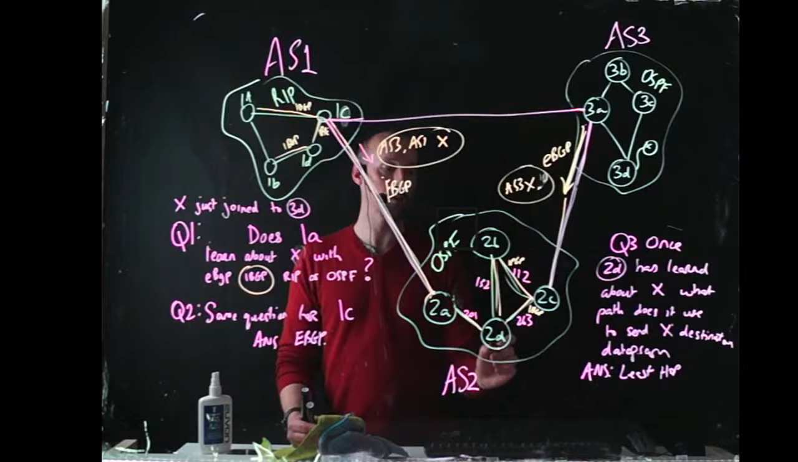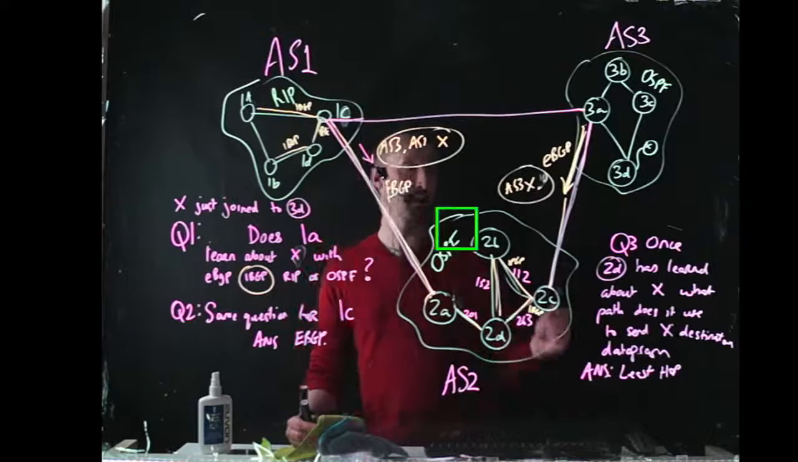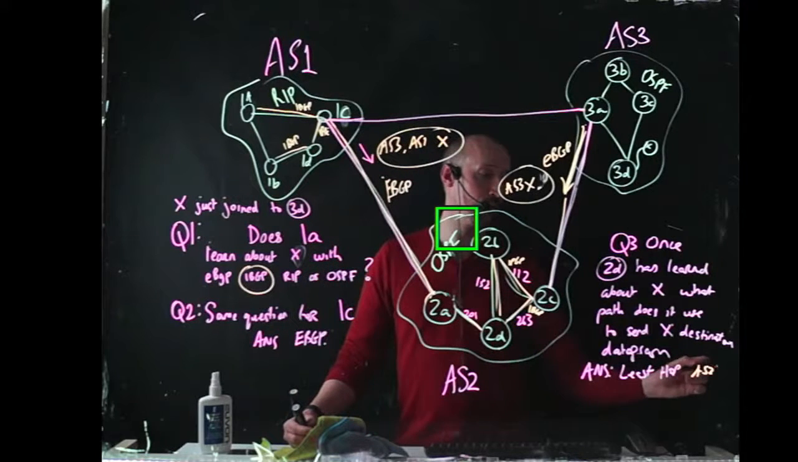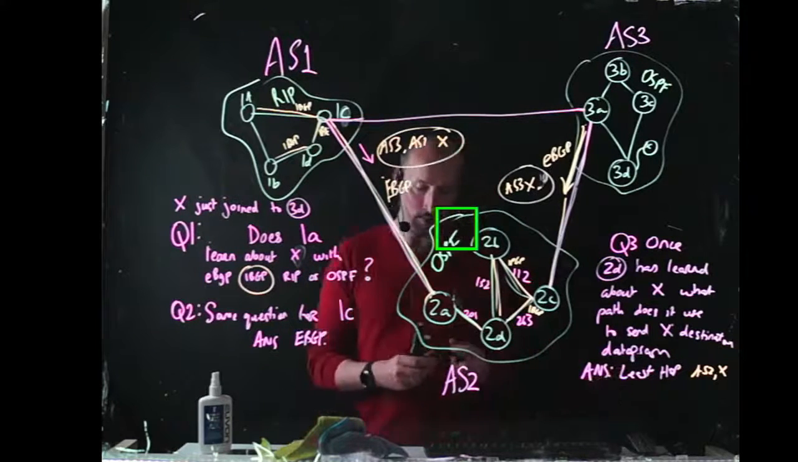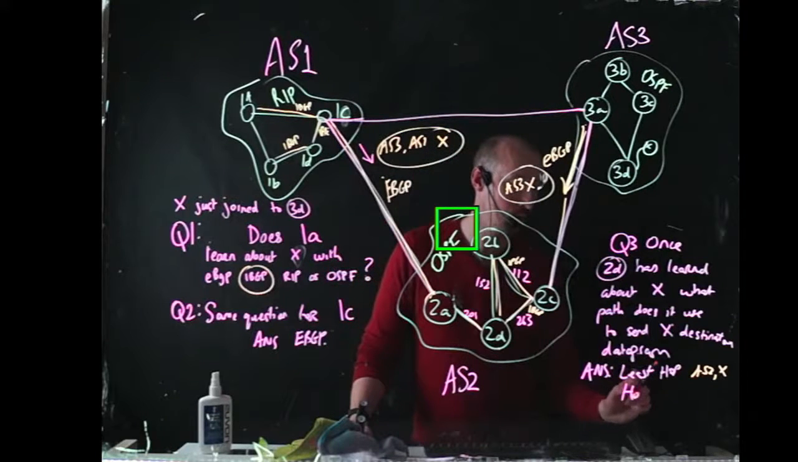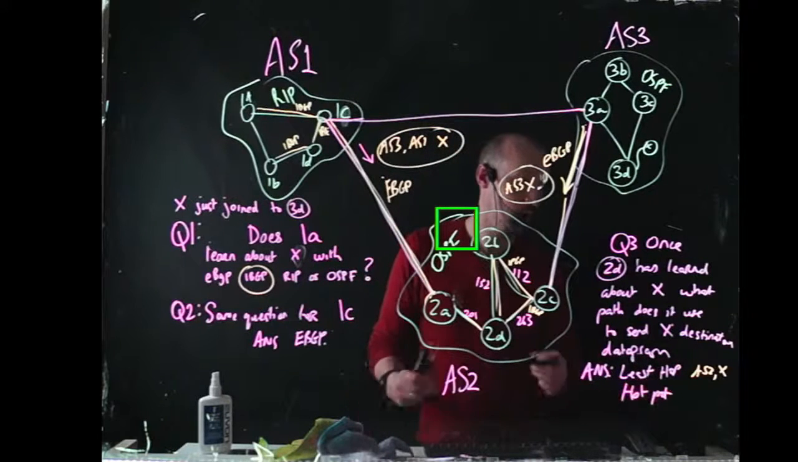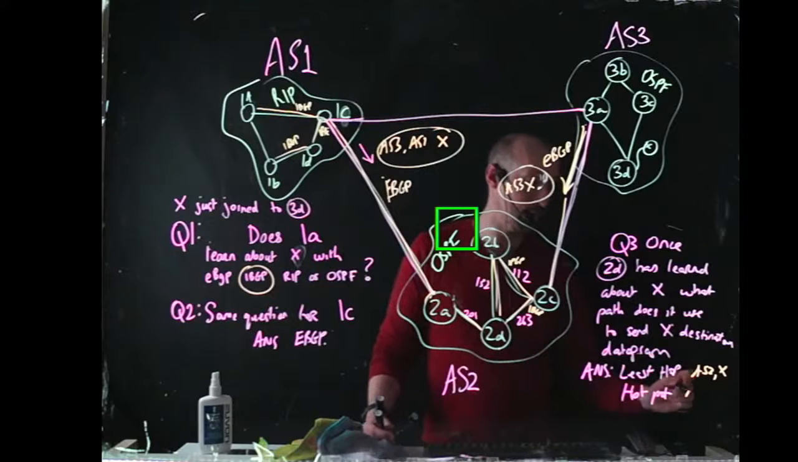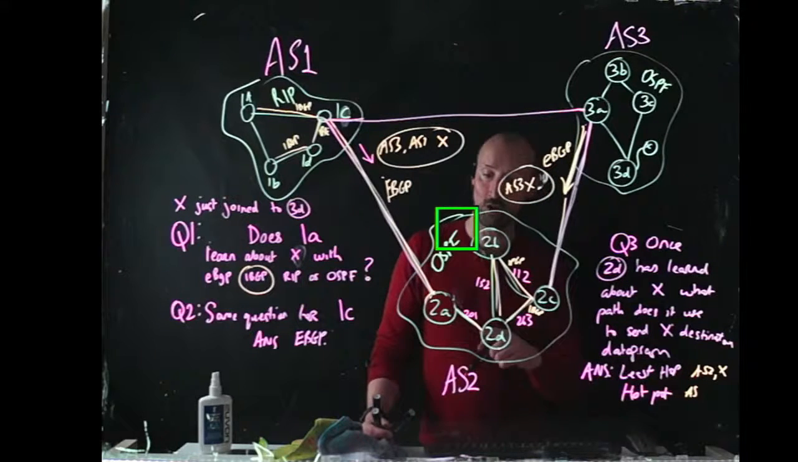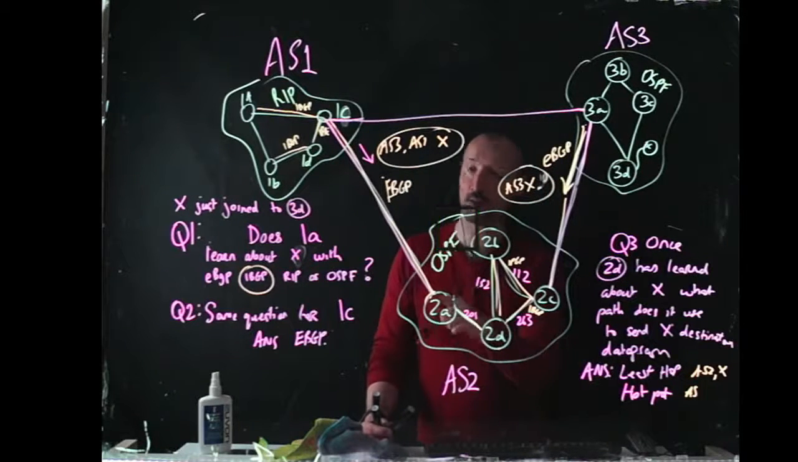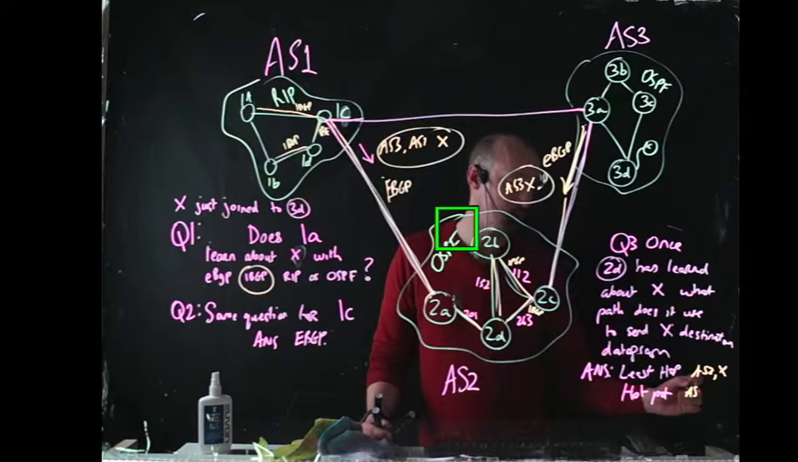So which one will 2D choose? It depends on what you're going to do. If it's least hop, it's going to go with AS3 X. And if it's hot potato, it's going to just get it off the router here as fast, get it over here by a 201 as fast as possible. So it'll be AS1, AS3, X.